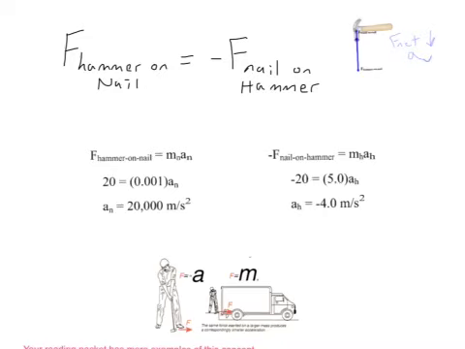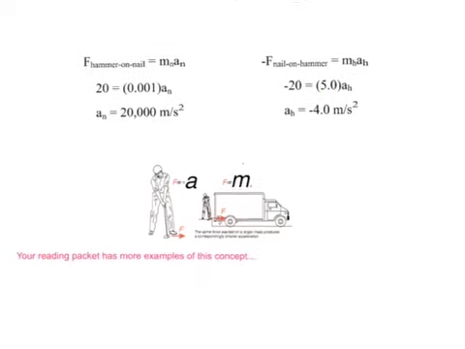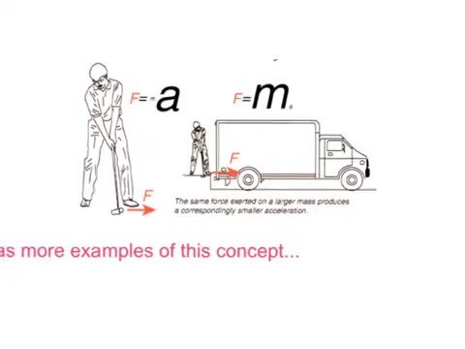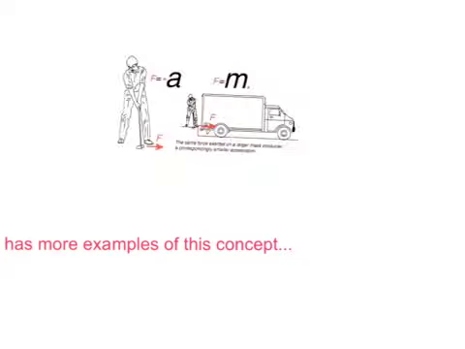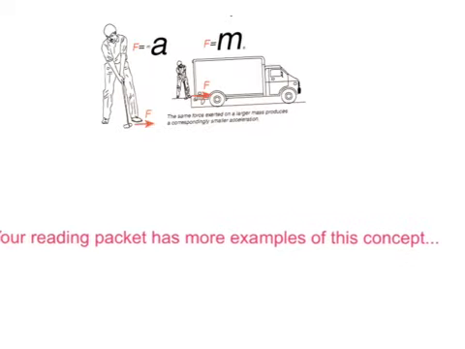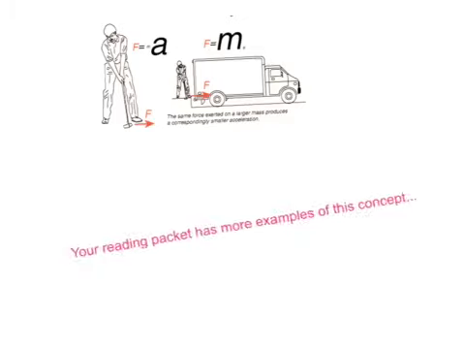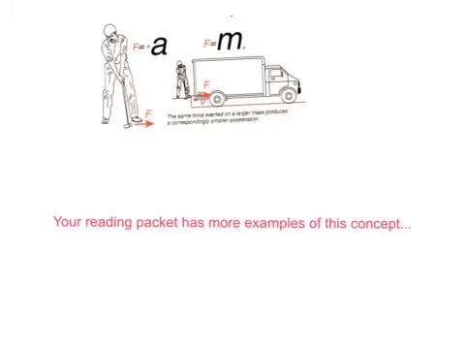This is because there's such a huge difference in mass between the two objects. So the same force exerted on a larger mass produces a correspondingly smaller acceleration. Okay, so in your reading packet there are more examples of this concept that you should take a look at.